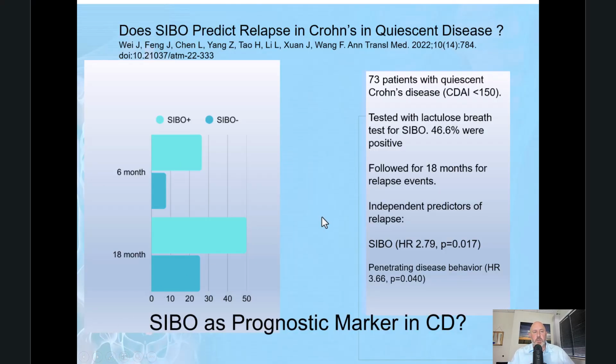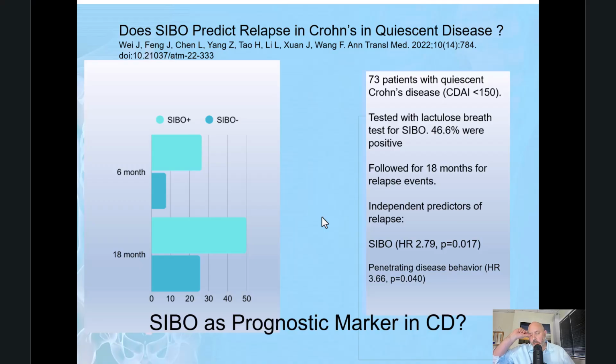This study is very interesting. It came out in 2022, using SIBO to predict relapse in Crohn's. And you can see that people with SIBO were much more likely to relapse at 6 months, and again, even more so at 18 months. And it remains to be seen whether treating SIBO is going to reduce relapse. However, it just makes sense mechanistically, but that is something that I have not seen research on yet.